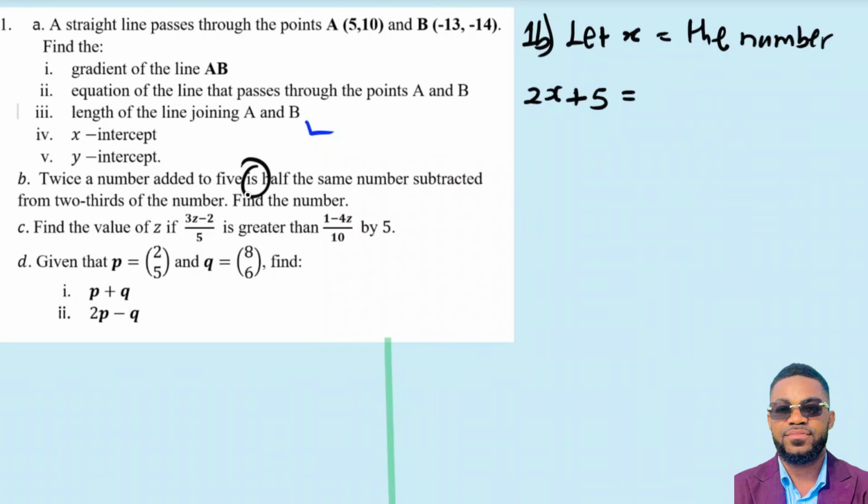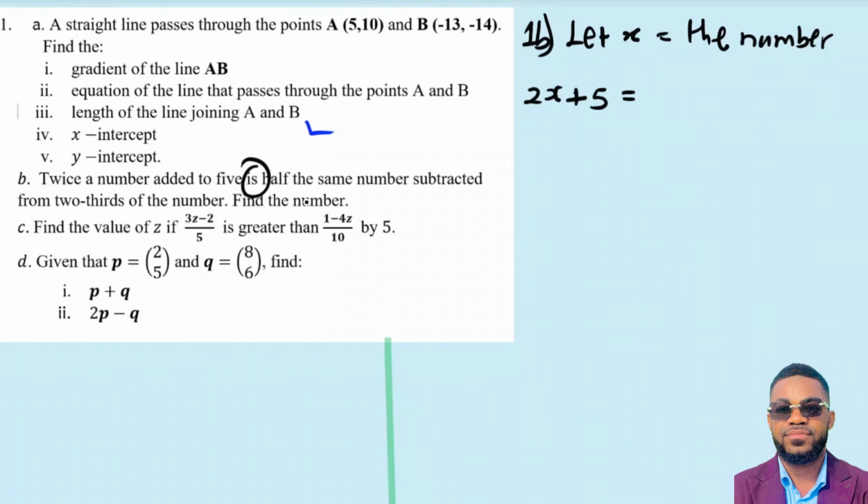So the question could have been this: twice a number added to 5 is equal to half the same number. But here, we didn't write equal to, we just wrote is. So you should know that the is here means equal to. Let me get to the next part.